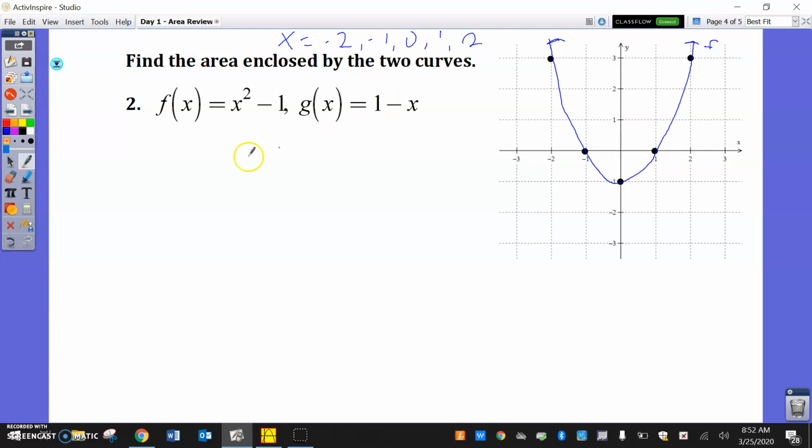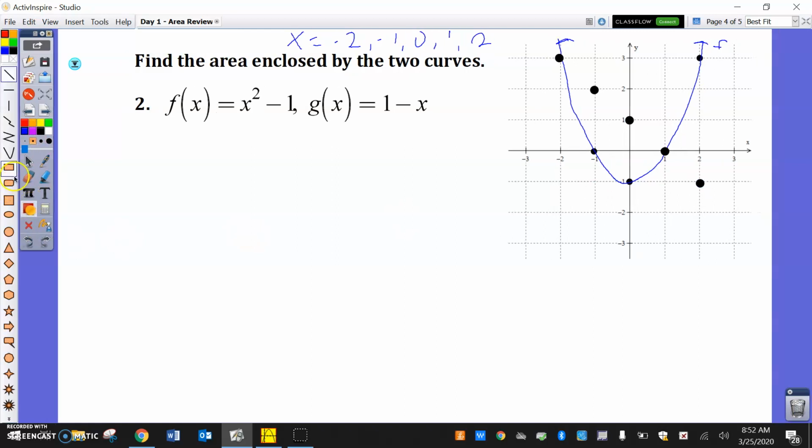Then I'm going to graph g of x, which is just going to be a line. So if I start with -2, 1 minus -2 is going to be 3. So that'll be the first point of intersection. Then 1 minus -1 is going to be 2. 1 minus 0 is going to be 1. 1 minus 1 is going to be 0. And then 1 minus 2 is going to be -1. So then my line is just going to go through those points.